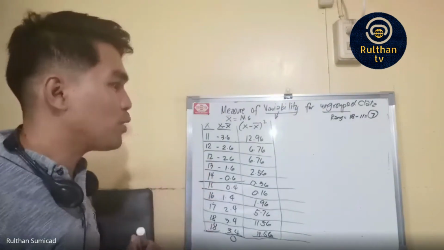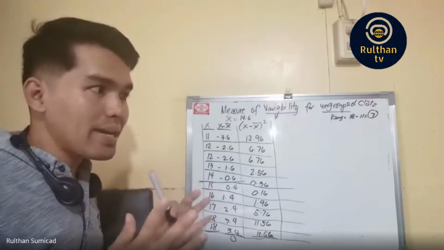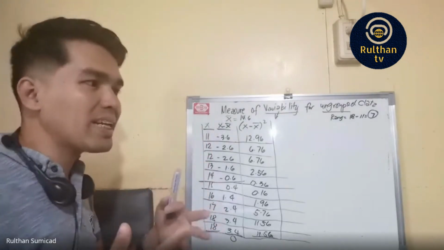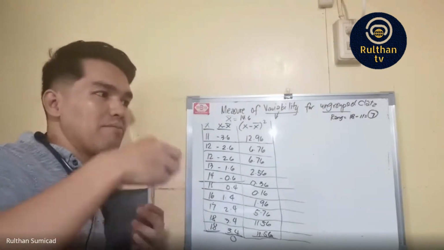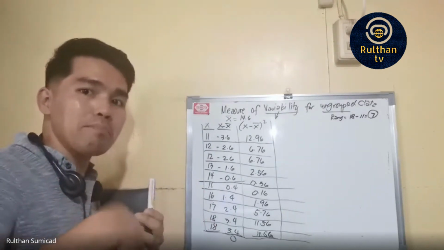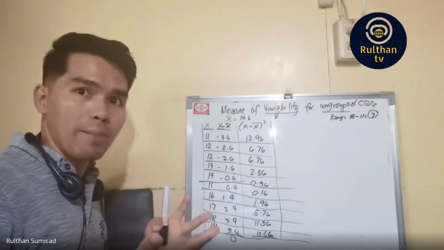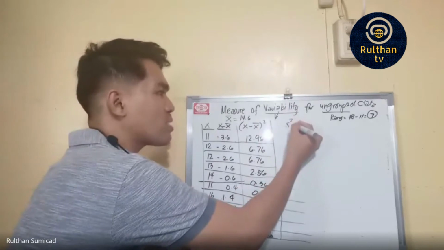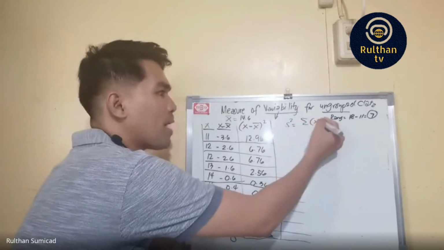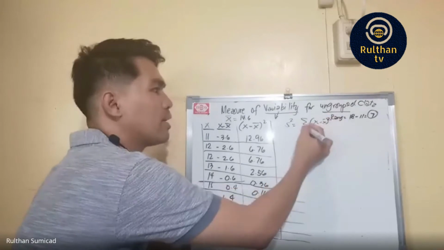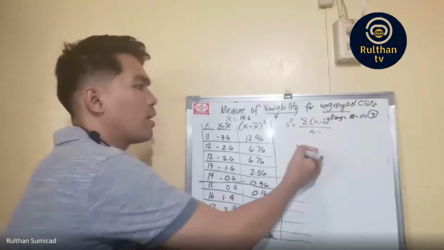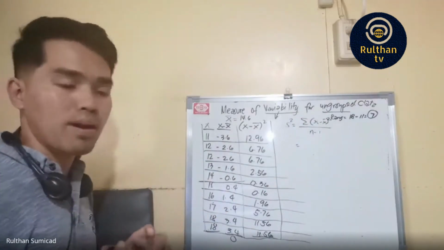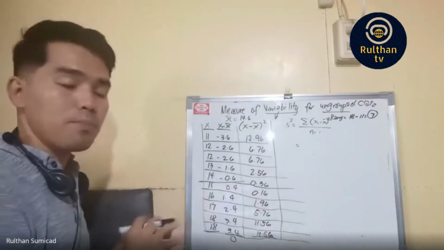Now, let us compute for our variance first. The variance is basically the deviation of the scores away from the mean, but in squared form. So we get the summation of this column, because remember our formula is s squared equals the summation of x minus x bar squared divided by n minus 1. So we need the column to get the summation of x minus x bar squared. We have 60.4.